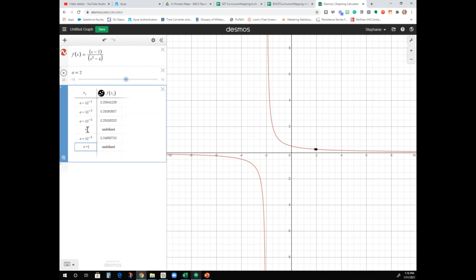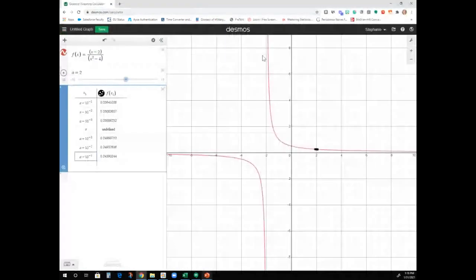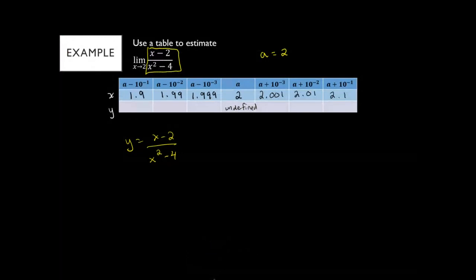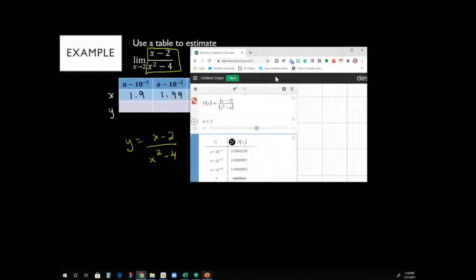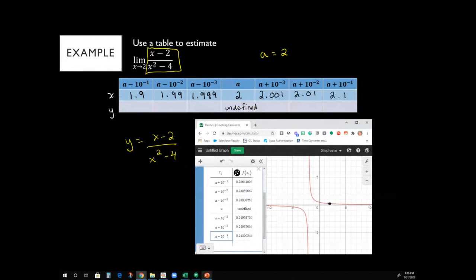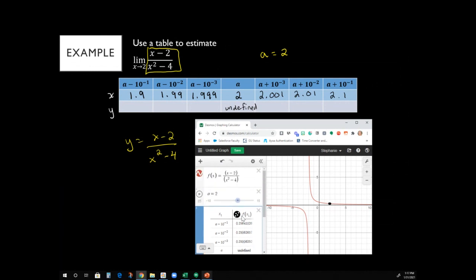-3. A plus 10 to the -2. A plus 10 to the -1. So I'm going to make this so I can overlap these. Here we go. I took this table and put it in Desmos in such a way that I can now reuse this. If I'm taking limits of different things, all I would need to do is change my function here and then change whatever value I'm approaching here.